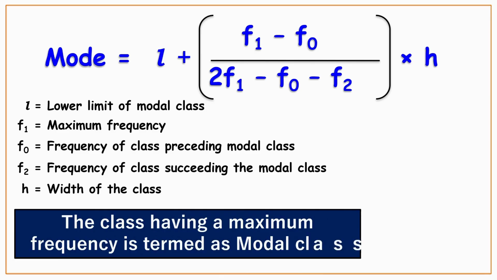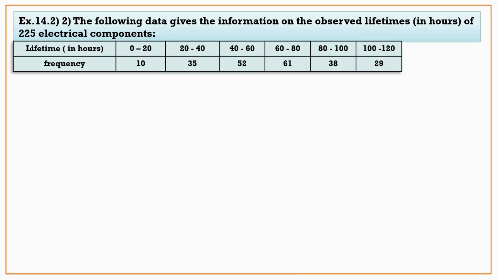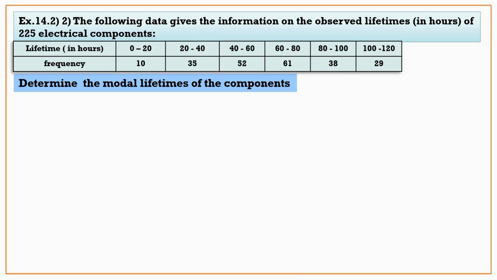The class having the maximum frequency is the modal class. So now coming to the point, what is modal class? The class which has the maximum frequency will be termed as the modal class. So now let's take an example. The following data gives the information on the observed lifetimes in hours of 225 electrical components. So the lifetime is given in hours and the frequency is also given. Now determine the modal lifetime of the components. So here we need to find the mode value of it.